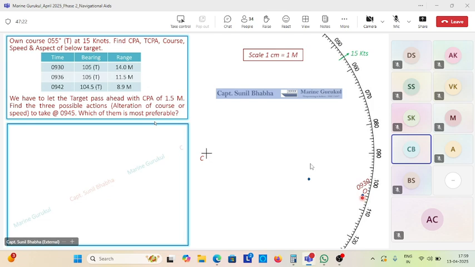Let us now mark the second position. You see the second position coming up. This observation is taken at 9:42.